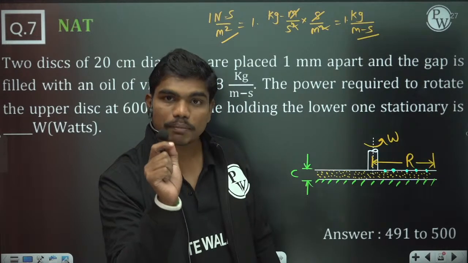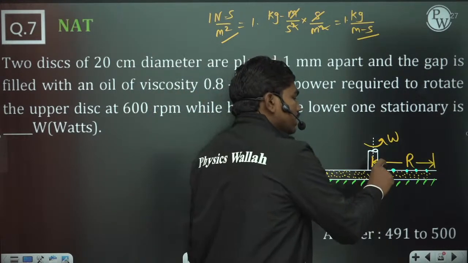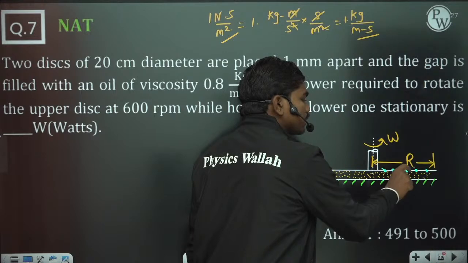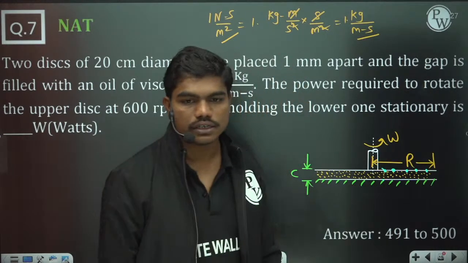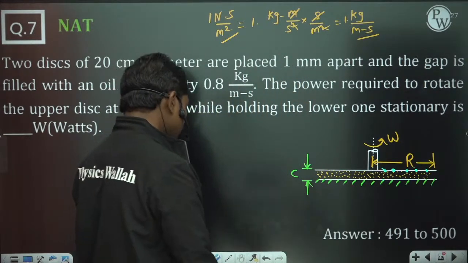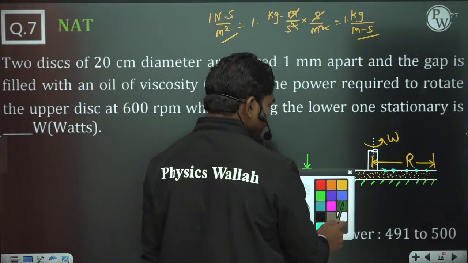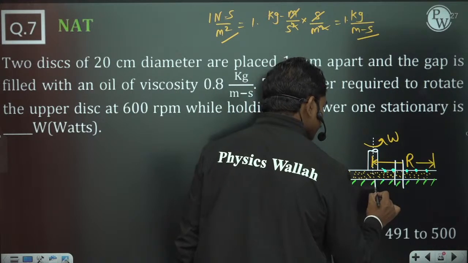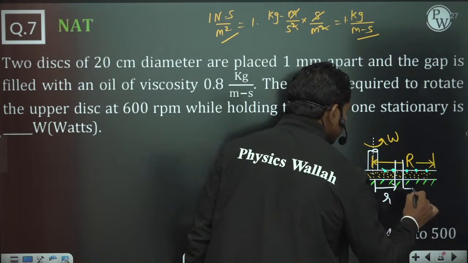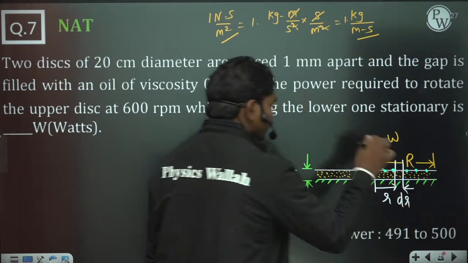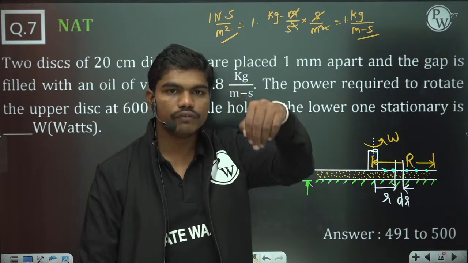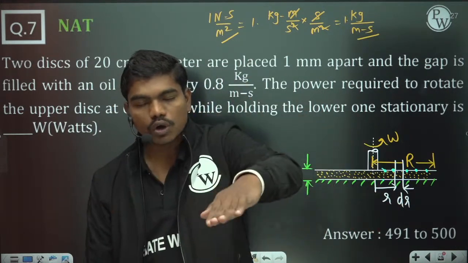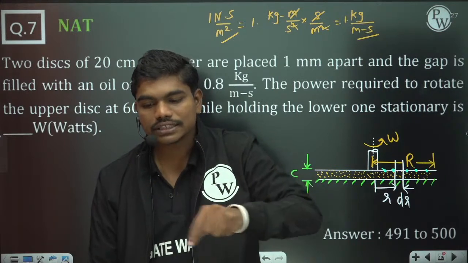When the linear velocity of the particles is not constant, the velocity gradient at this point is not the same as the velocity gradient at this point. Correct? So what will we do? We'll do some integration. Suppose you take a small area at some small radius r, with thickness dr, for example. From the top view, you get a circular plate, and on that circular plate you are considering a small area.